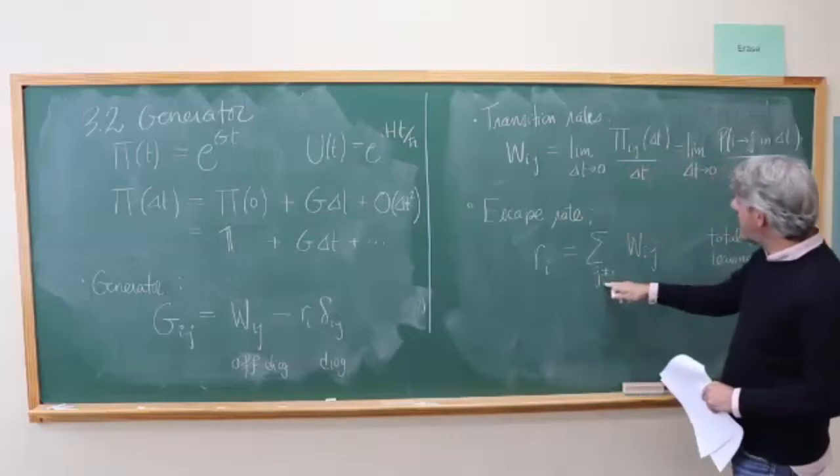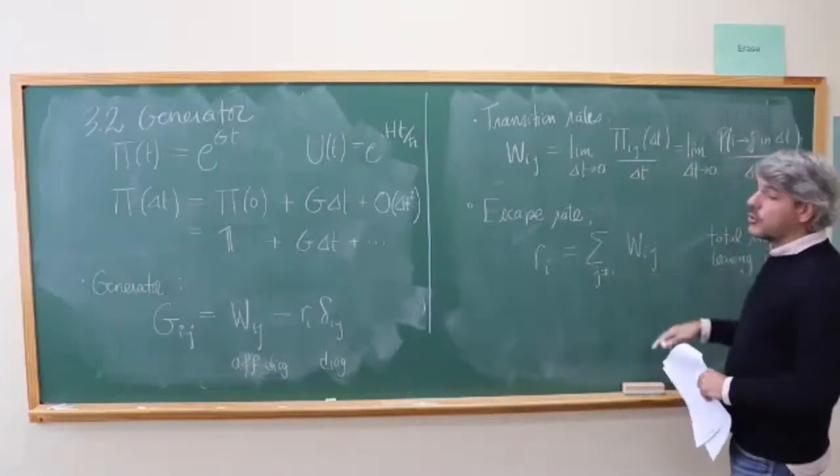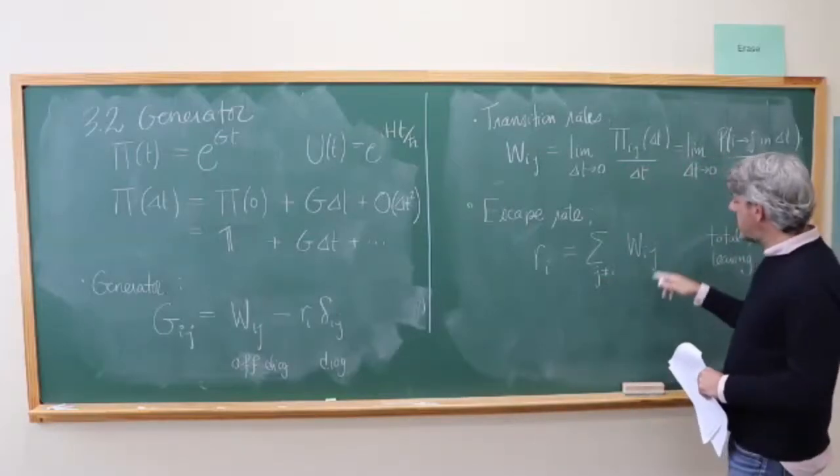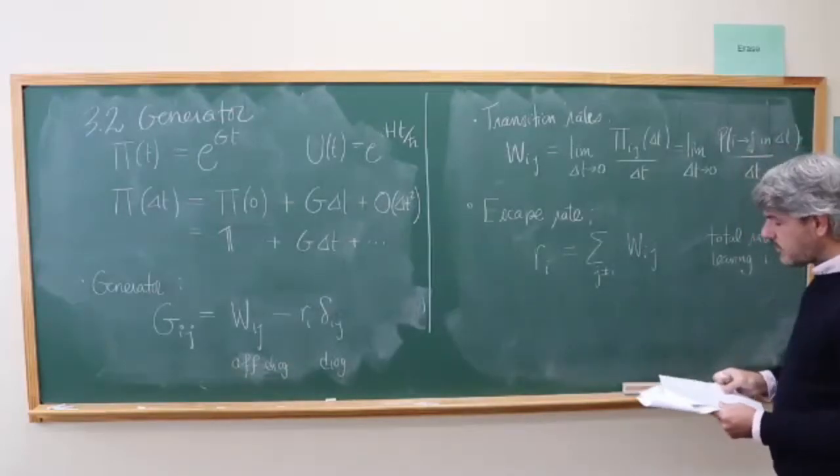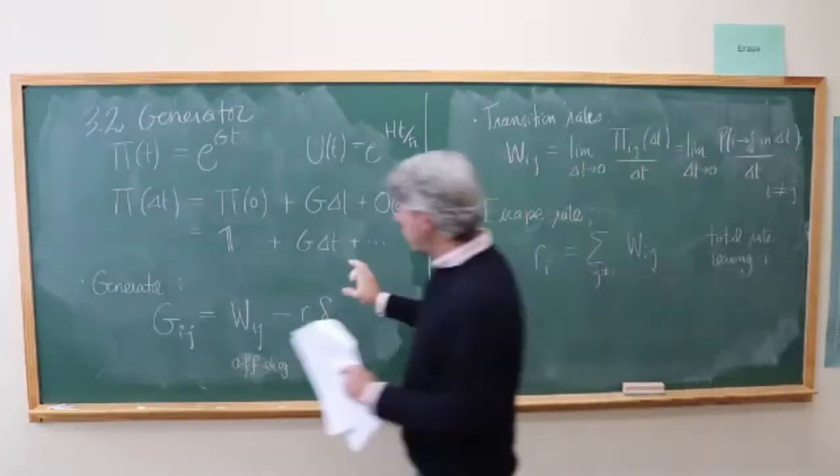So you have that total rate for each of the state i. You look at where you can jump to. You sum all the transition rates from i to j. You sum over j. This is the escape rate. With this, you have everything.